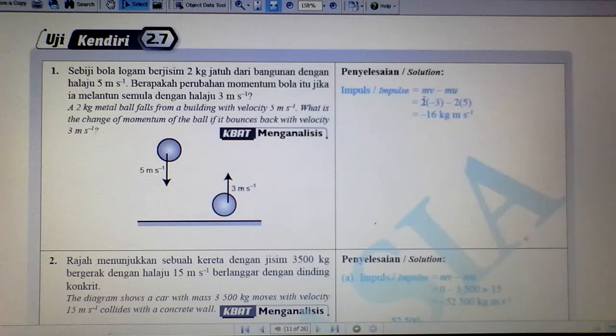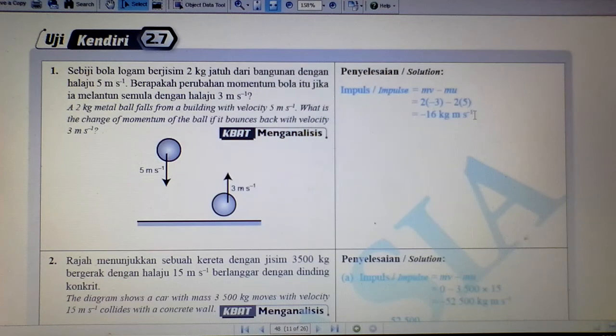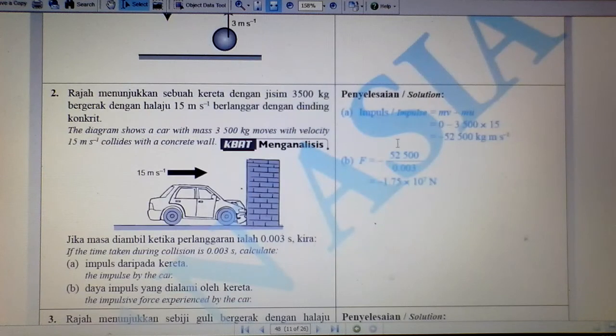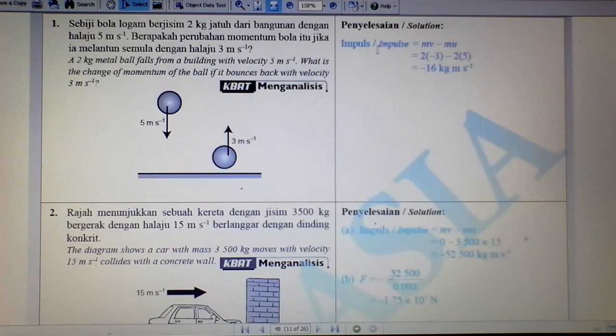So look at here. You substitute the value of m, 2 kilogram. V, you must put negative 3 here, minus 2 times 5. Then we get negative 16 kg meter second negative 1. So the change in momentum is negative, meaning the direction of the change of momentum or impulse is upward. It's not downward, it's upward. We get a negative value.